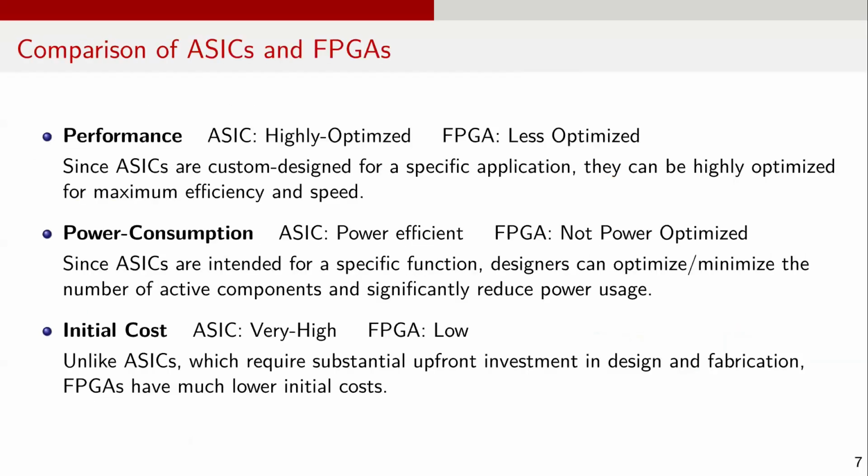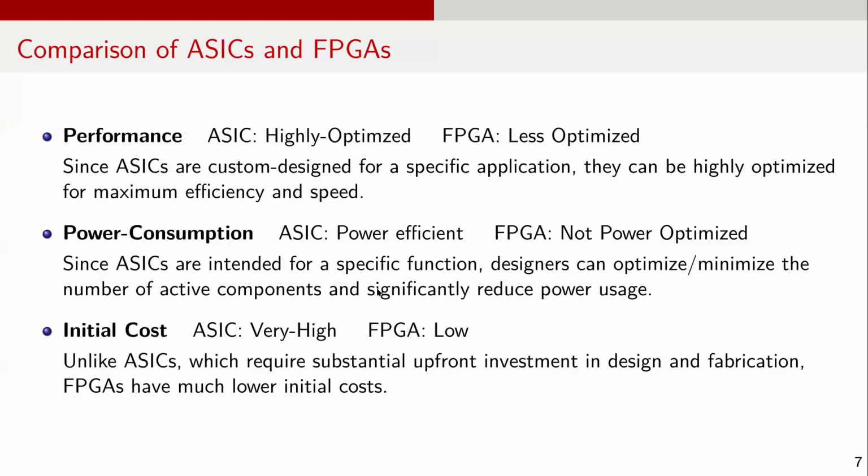Now that we understand what ASICs and FPGAs are, along with their respective design flows, let's compare their unique advantages and disadvantages. This comparison is important for selecting the appropriate technology for a given application and for justifying that choice. From a performance perspective, ASICs significantly outperform FPGAs. Since ASICs are custom designed for a specific application, they can be highly optimized for maximum efficiency and speed. ASICs also have an advantage in power consumption.